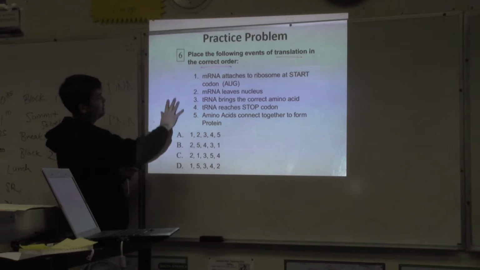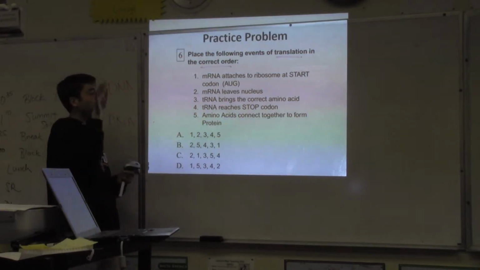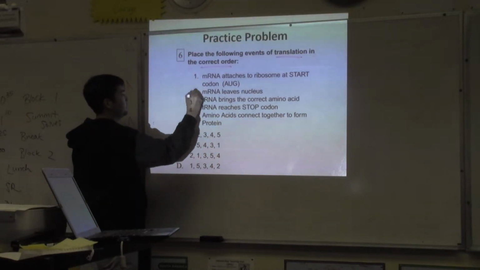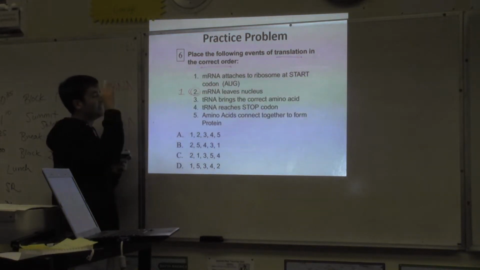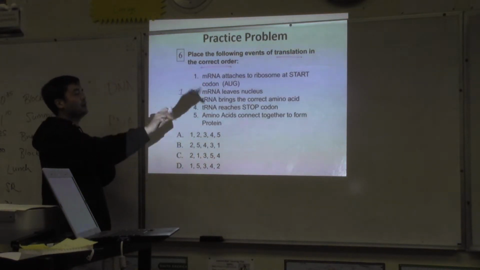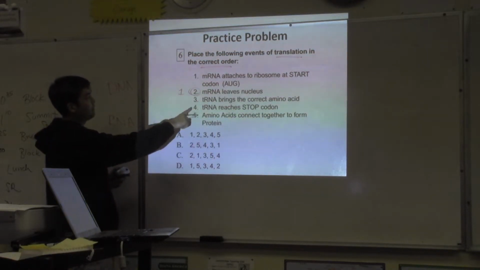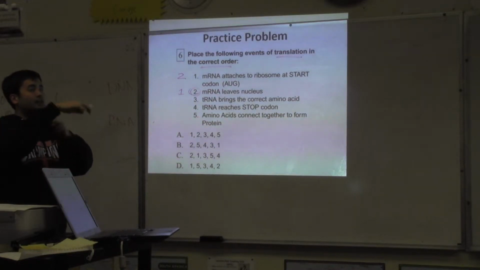So when I read over these statements, I remember back to that video. The very first thing was that yellow mRNA leaving the nucleus. So 2 is going to be number 1. The second thing was that yellow mRNA was matching up with the ribosome. So that's number 2. The mRNA is matched up with the ribosome.